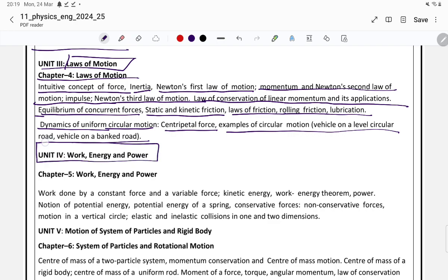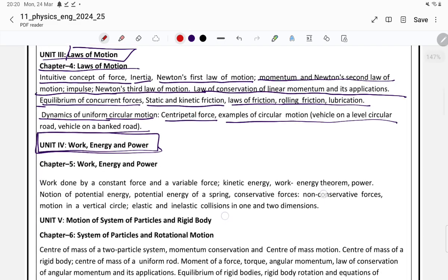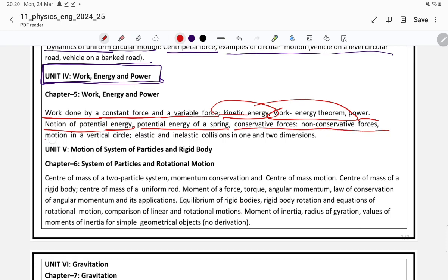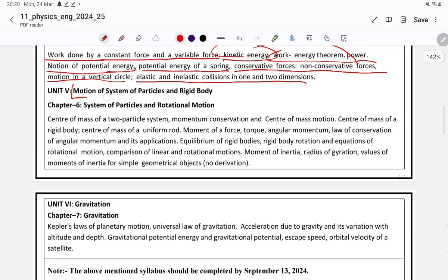The fourth chapter is work, energy and power. So work, energy and power, what is there? Work, energy, work done by a constant force and variable force, kinetic energy, work-energy theorem, power, notion of potential energy, potential energy of a spring, conservative force, non-conservative force, motion in a vertical circle, elastic and inelastic collisions in one and two dimensions. Then motion of system of particles and rigid body, system of particles and rotational motion.